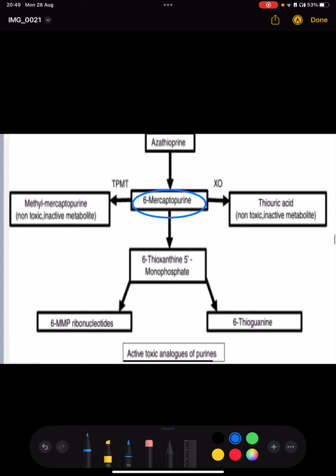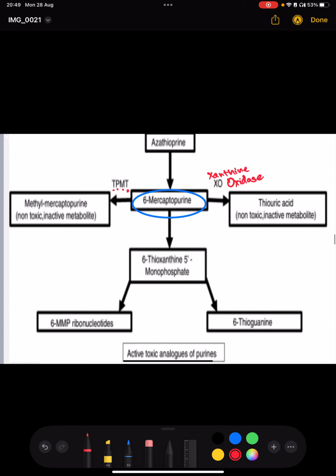Okay, so 6-mercaptopurine has three fates. Either by xanthine oxidase, XO is xanthine oxidase, it is going to be converted into thiouric acid, which is of no use to us, but it is non-toxic and inactive. And by the action of the TPMT enzyme, thiopurine methyltransferase, it gets converted into methyl mercaptopurine.